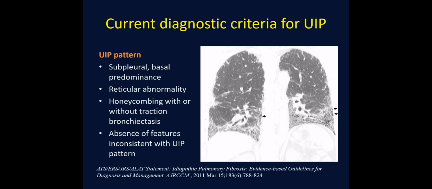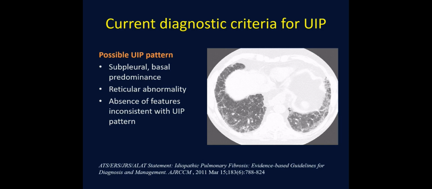Here are the coronal images on the same case, and coronal images are very helpful. First of all, it's commonly easier to identify honeycombing on the coronal image, and secondly, you can see the craniocaudal gradient with the disease much more prominent in the lower lungs.